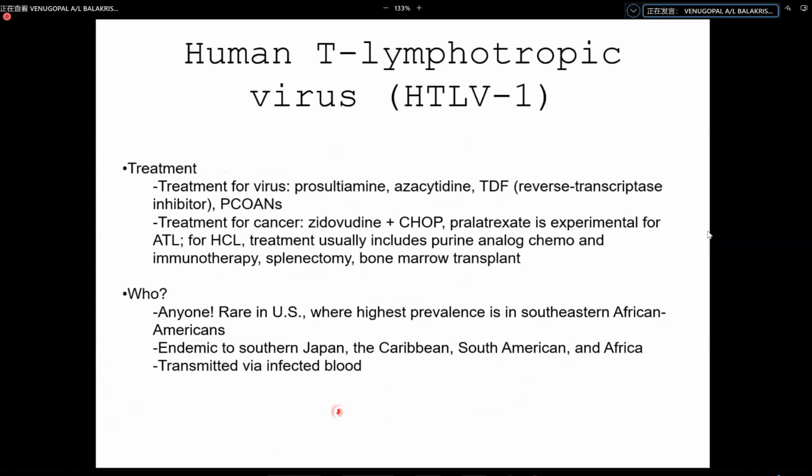So who can get it? Anyone, but it is rare in the US, where the highest prevalence is in Southeastern African Americans. It is endemic to Southern Japan, the Caribbean, South America, and Africa. And it's usually transmitted via infected blood.